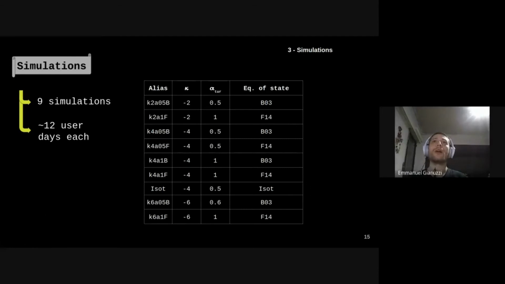In total, 9 simulations were performed. In this table, I show the different parameters of each simulation. The alias of each simulation is created by joining the value of kappa, then alpha, and then the equation of state. In the next slides, I'm going to show some GIFs created with simulation snapshots, which are important for visual analysis and comparisons.